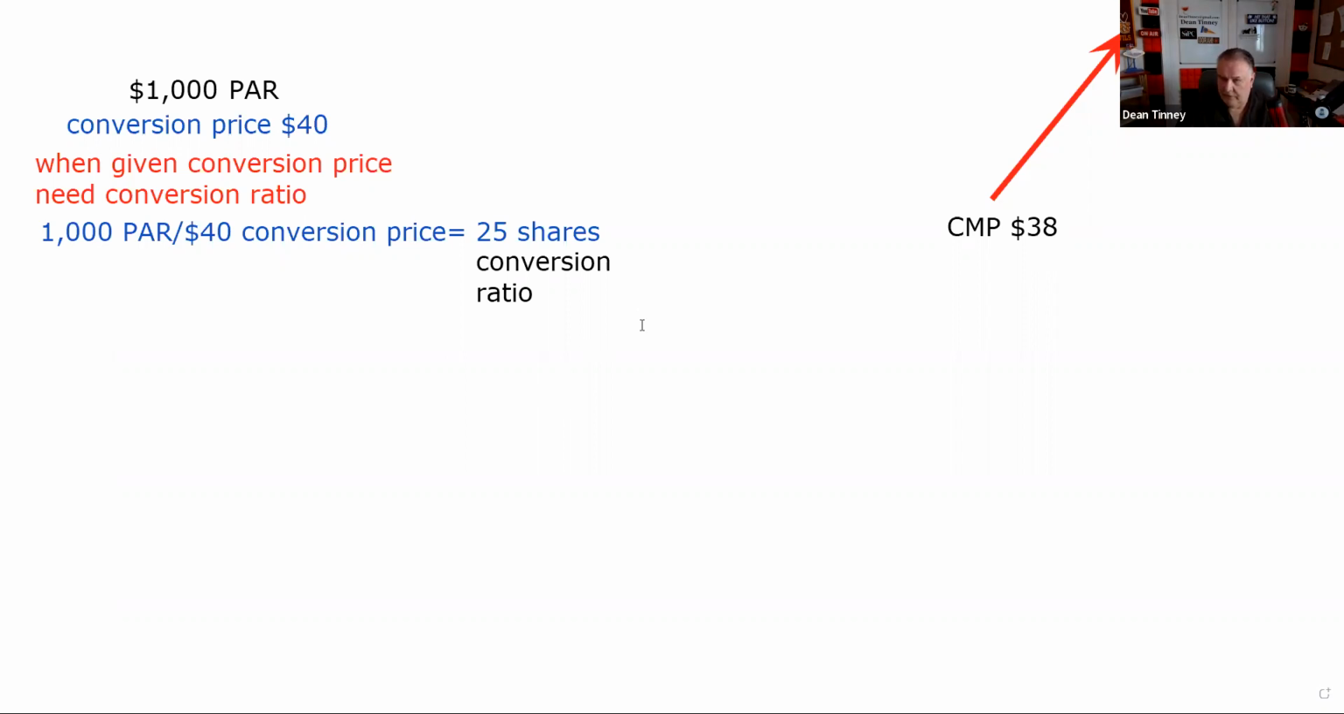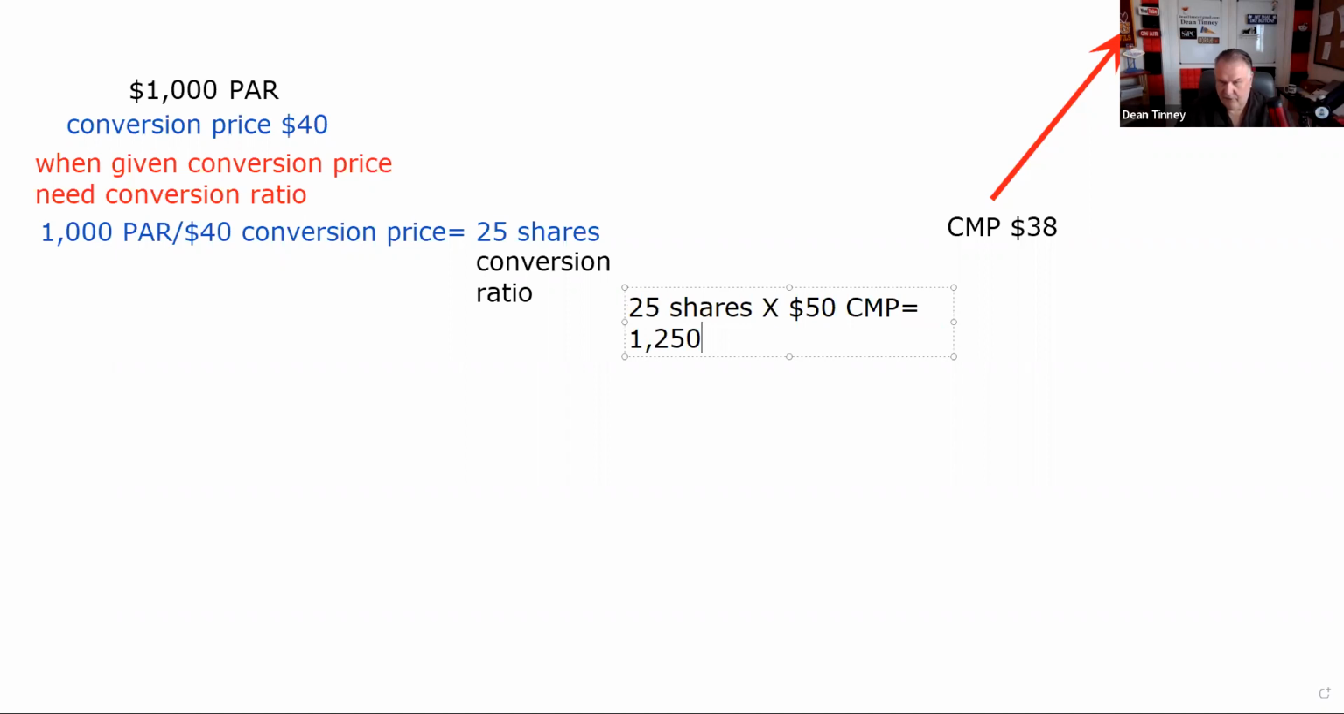So with the stock trading at 50, your customer is considering buying a convertible bond. It has a conversion price of 40. The common stock is trading at 50. What is parity of the bond? Now, the way we do that is we're going to take the 25 shares that we can get, and we're going to times it by that $50, that current market price. And as your broker, I say parity of the bond is 1,250.